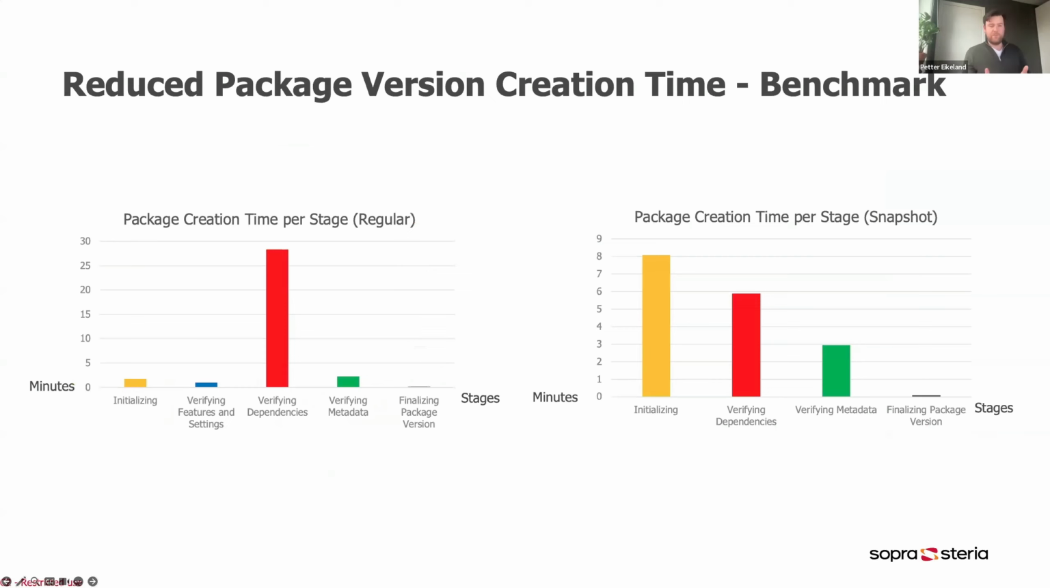And if you compare them, we see that the verifying dependencies step has gone from almost 30 minutes on average using a regular build to 6 minutes using our snapshot build. But again, the initializing step goes from around 1 to 2 minutes to 8 minutes. Even though this initializing takes more time, we actually reduce our package creation time in half. So this is a really, really valuable usage, for us at least, for the Scratch Org snapshots.